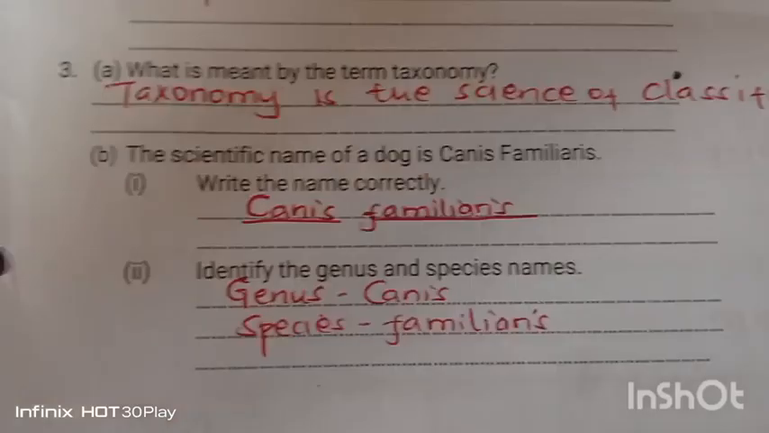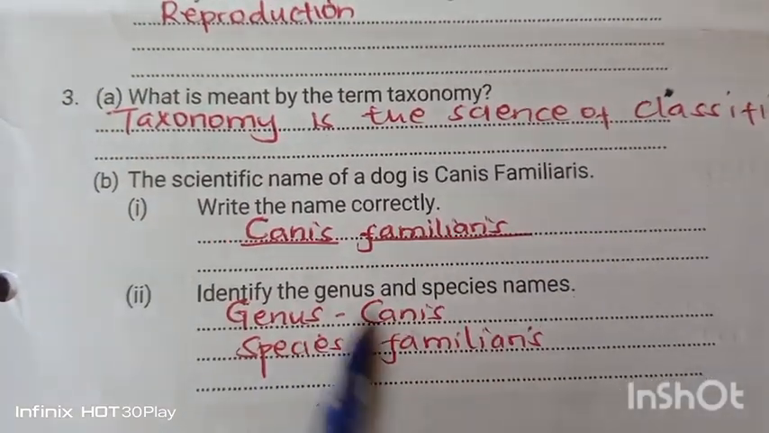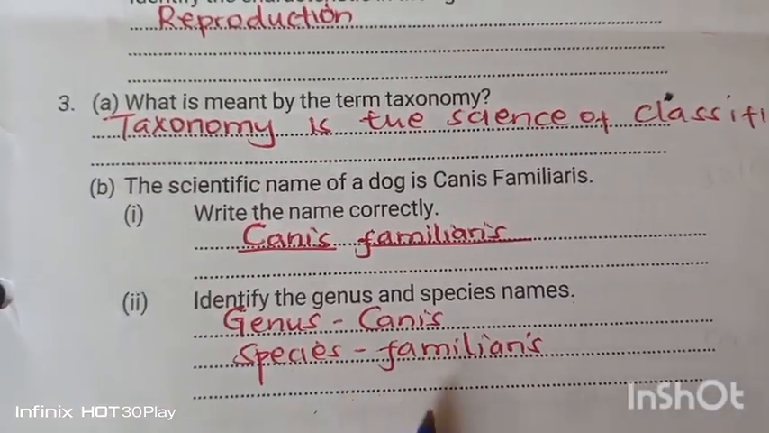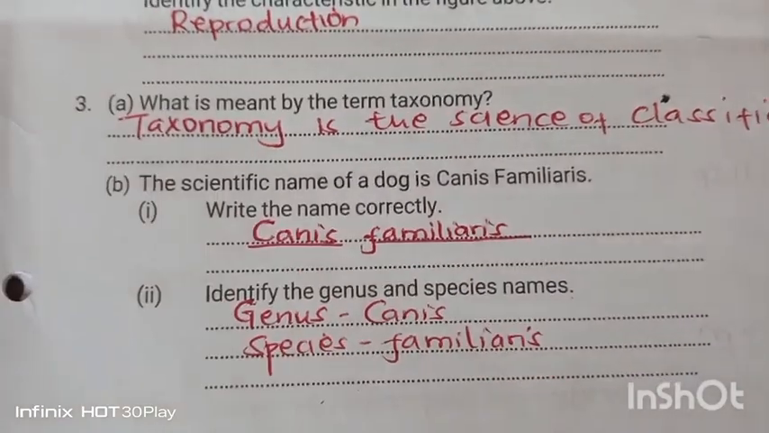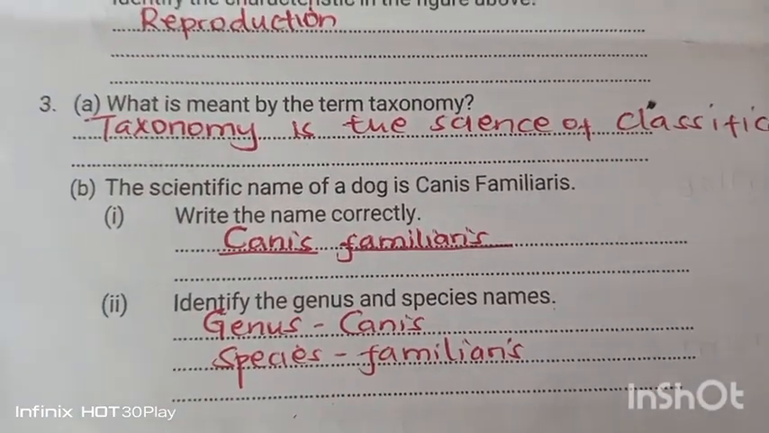Identify the genus and species name. So the genus name is the first name, which is Canis. Species name is the second name, which is familiaris.